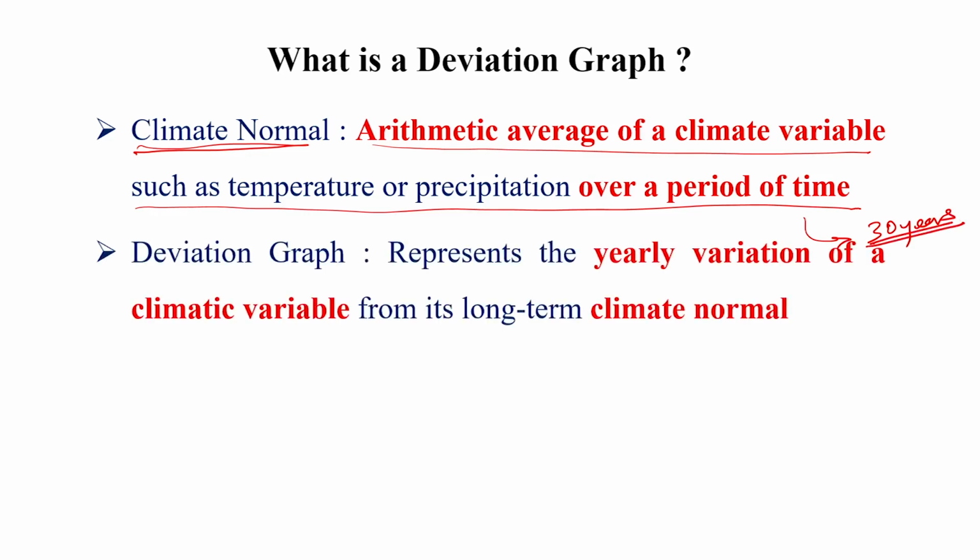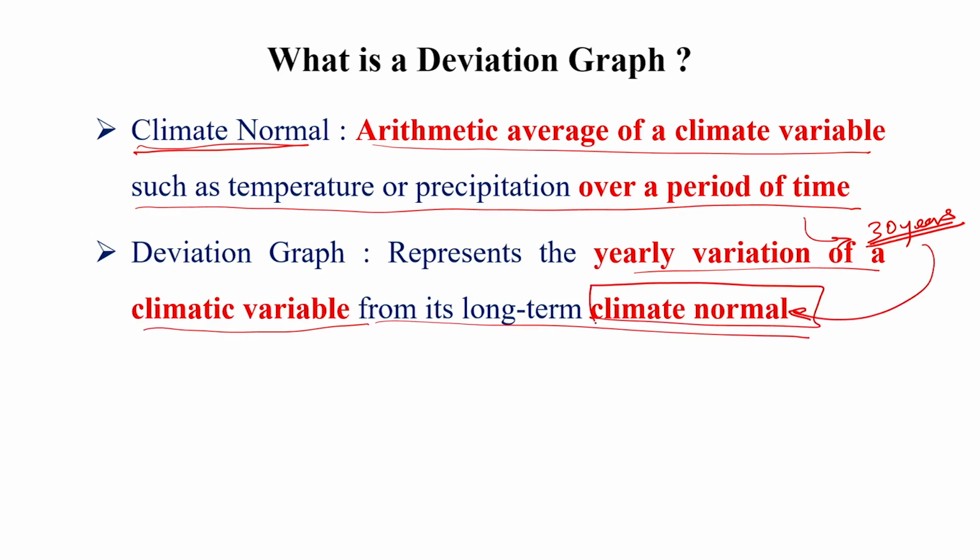This represents the yearly variation of a climatic variable from a long term climatic normal. So, what is the long term climatic normal? The 30-year average we consider. The graph which we plot shows the yearly variation of the climatic variable with respect to the average climatic normal which we have taken for 30 years. We will plot the yearly graph with respect to this 30-year average. That is what our deviation graph is.